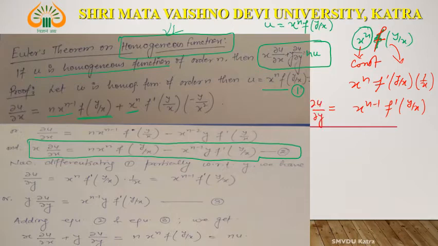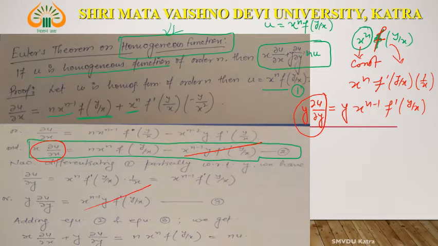Now what we have to do? Multiply del u by del y with y. Now y into this is y del u by del y, and equation 2 gives us x del u by del x. Now add these two terms, adding equation 2 and 3. Adding equation 2 and 3, the left hand side becomes x del u by del x plus y del u by del y, right? And the second term of equation 2 and the right hand side term of equation 3 are cancelled out.